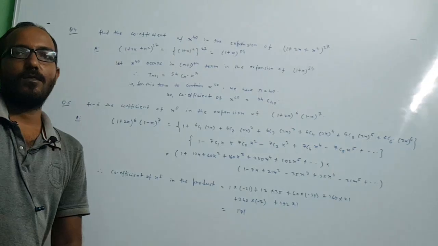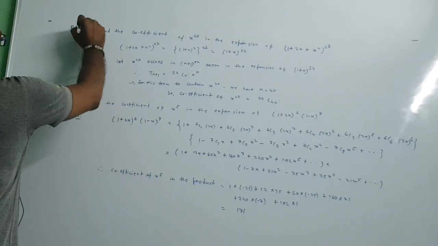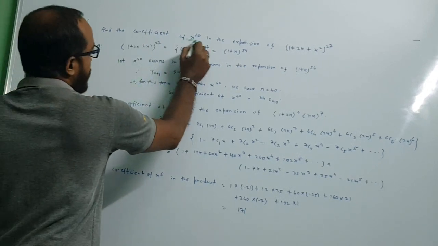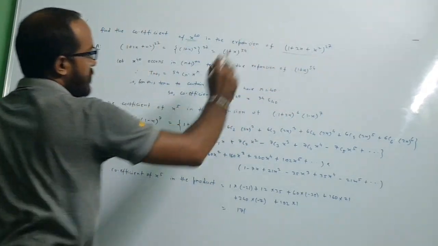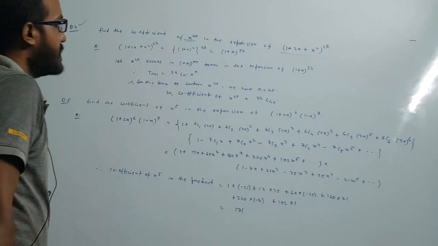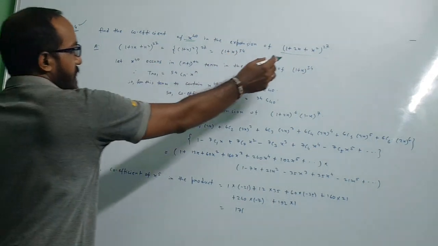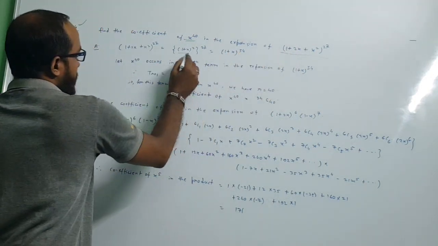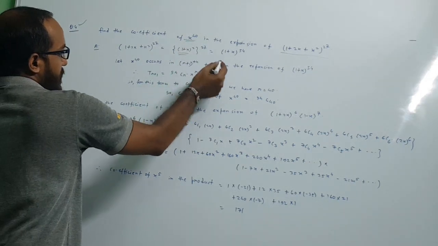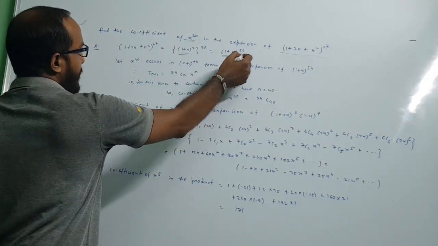Now let us see another type of problem. Find the coefficient of x to the power 40 in the expansion of 1 plus 2x plus x square, to the power 27. So see, a square plus 2ab plus b square, that is 1 plus x whole square to the power 27, that means 1 plus x to the power 54.